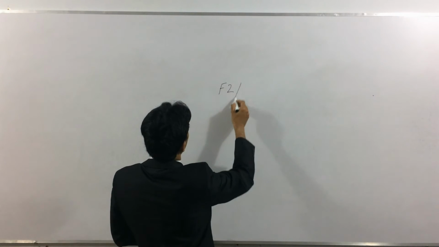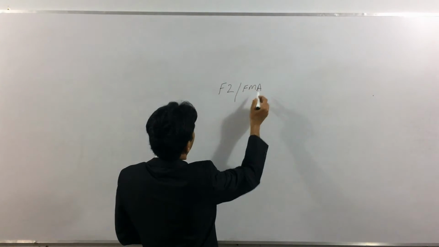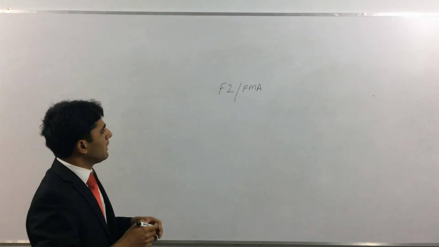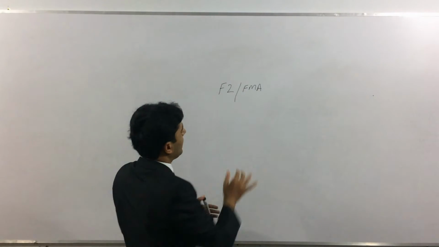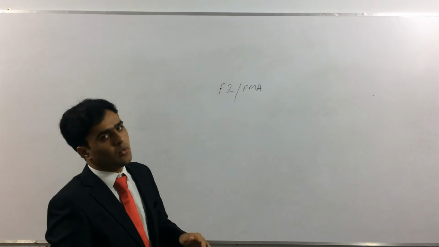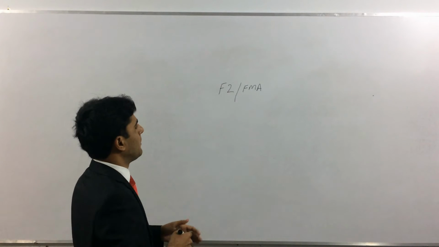Now this is F2, or if we talk from the perspective of FIA, it is FMA. It's exactly the same thing. So this paper is management accounting. What is its relationship with other exams? Now if you have come through the FIA qualification, there were two exams of FMA.